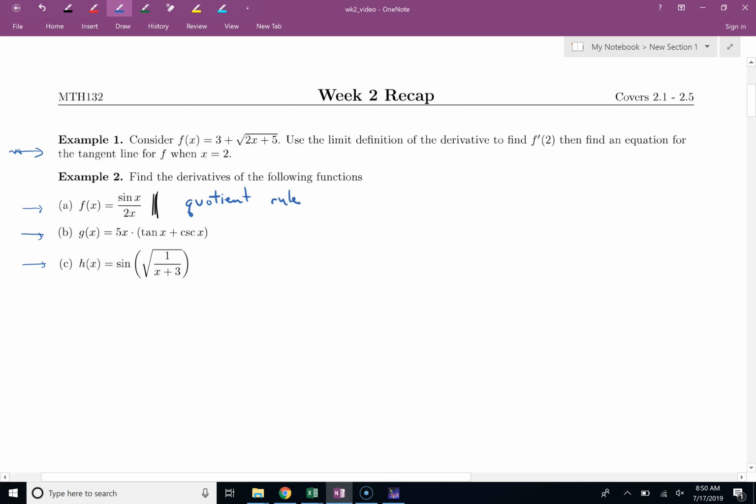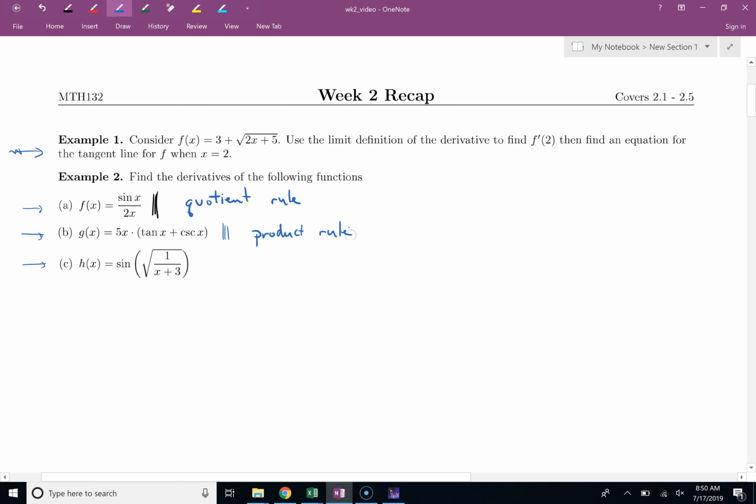You need to use the quotient rule whenever you see the division of two different functions, right? Quotient is just one of those fancy words for division. So because we have a sine of x and then it's divided by 2x, that's when we need to use the quotient rule. For this next one here, the claim is we're going to need to use the product rule.